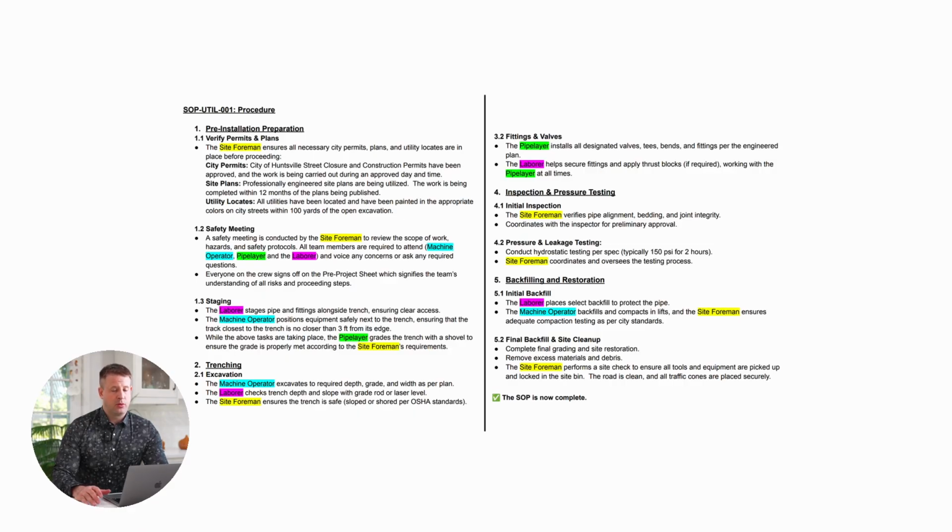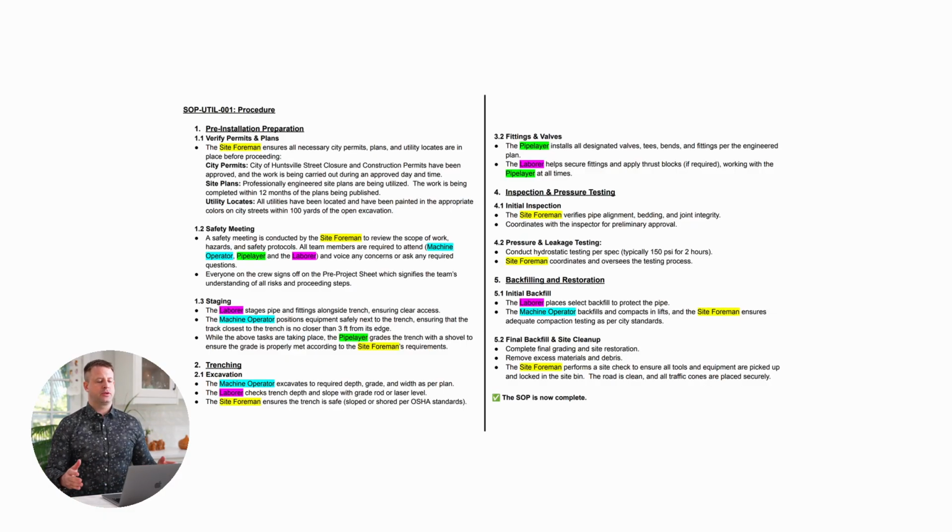A safety meeting is held where everyone reviews the SOP itself together and everyone has to sign off on it, and it's a space where people can ask questions. Then we go into staging, so you're getting the pipe set up. We're going into trenching, the actual excavation required, the installation, the fitting and the valves, and then lastly the inspection and pressure testing. When that's all complete, you can see that they go into backfilling and restoration, and then it's clear every SOP should include this. The SOP is now complete. So the process is complete. There is an ending point to the task.